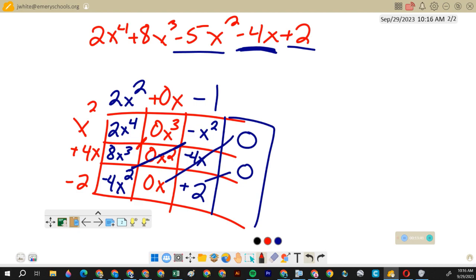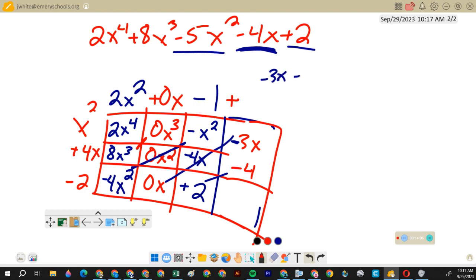Okay, now put your pencils down for a second. What if my remainder was 3x minus 4? How would I write that remainder onto my answer? You write plus, it's always a plus. Even let's say this is a negative 3x. It's always a plus. And then you write negative 3x minus 4 divided by x squared plus 4x minus 2.